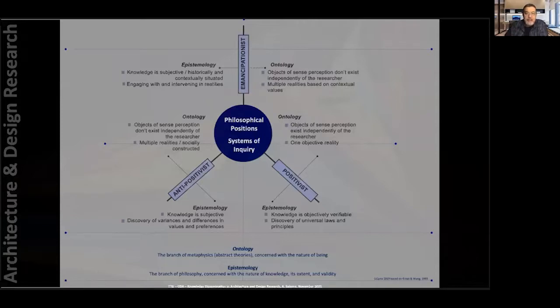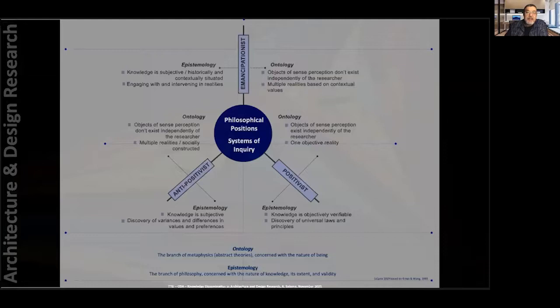The anti-positivist position, which ontologically adopts the belief that objects of sense perception do not exist independently of the observer's mind, which means that there are multiple realities. And these multiple realities are based on social constructs. They are epistemologically emphasizing the discovery of variations and differences and values and preferences.